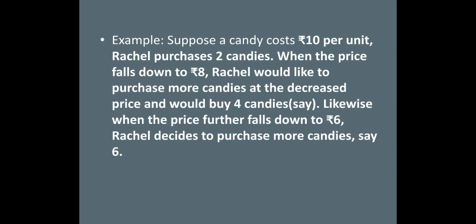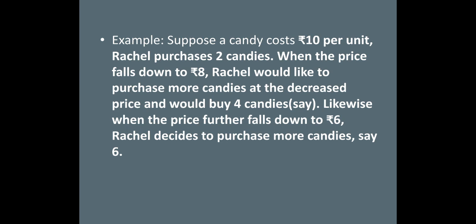Let us consider an example here. Rachel purchases 2 units of candy when the price is rupees 10 per unit. When the price falls to rupees 8, she purchases more, that is 4 units. Further, when the price falls down to 6, she purchases 6 units of candies and so on. The falling price tempts Rachel to purchase more.